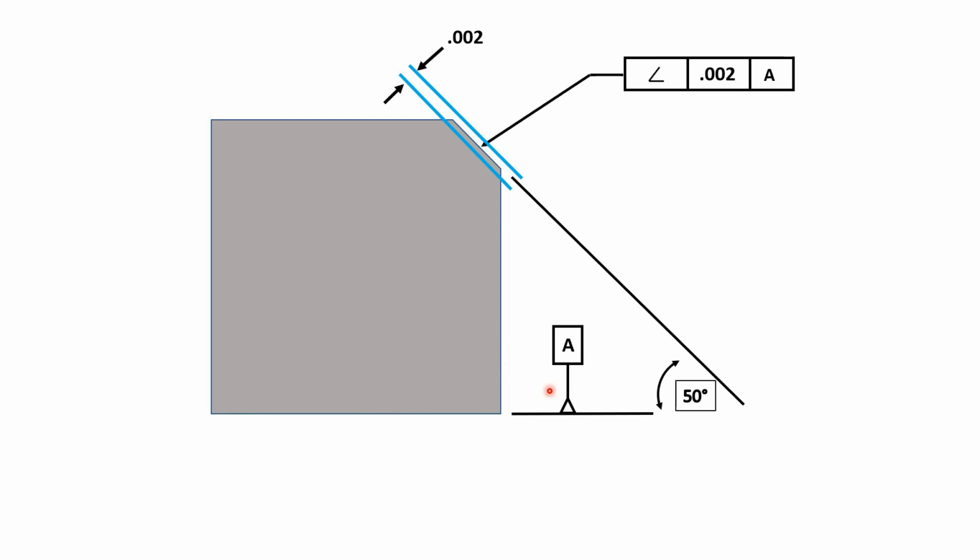In this example, the angular orientation tolerance is being controlled by means of datum A. This orientation tolerance states, this angular feature must be 50 degrees and manufactured within 2 thou of datum A. Therefore, this tolerance zone, shown here in blue, must also be 50 degrees from datum A.